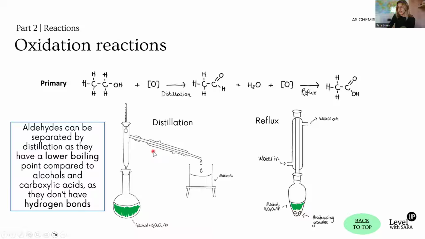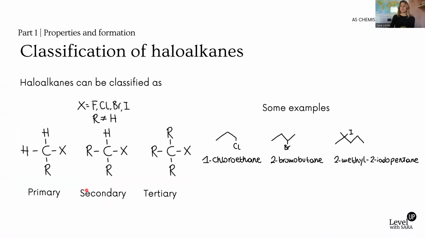Then another exam question you can get, experimentally speaking, is about the anti-bumping granules. Remember that they just prevent too big bubbles from forming and spillages. Then the explanation of why distillation and reflux is down to the boiling point, and it's all down to hydrogen bonds. Make sure if you have to explain it, this is how. Aldehydes have a lower boiling point compared to alcohols and carboxylic acids, as they don't have hydrogen bonds. Okay, good.